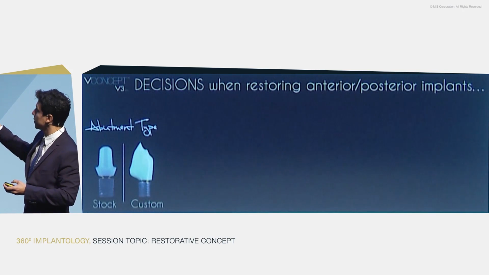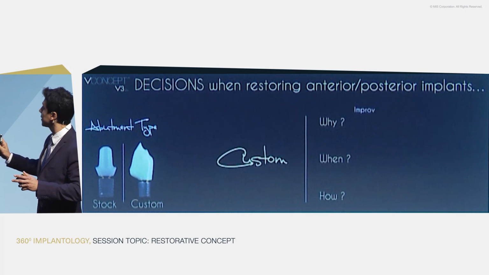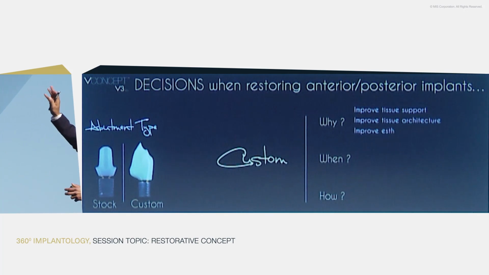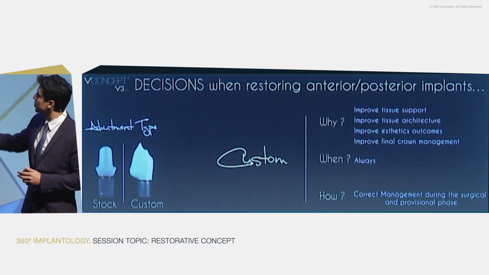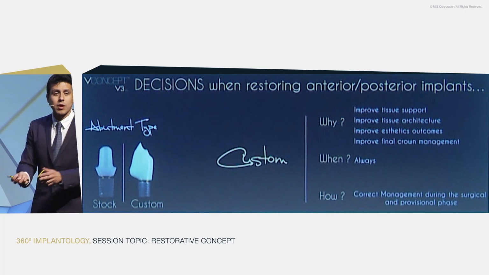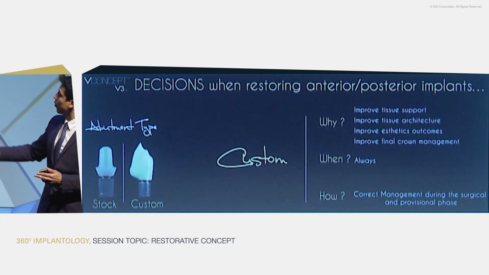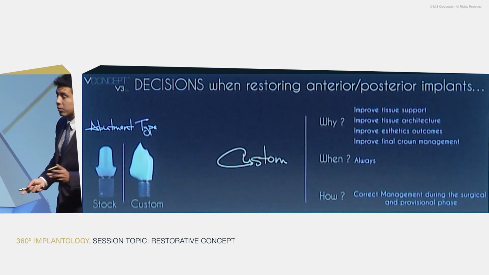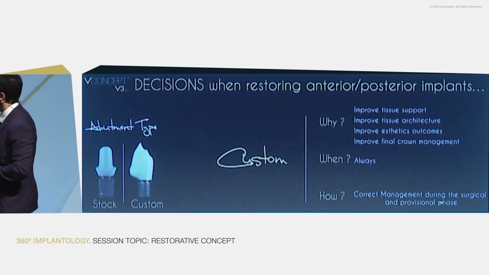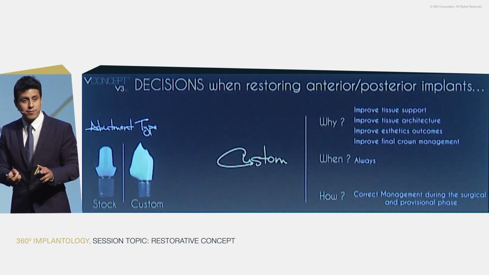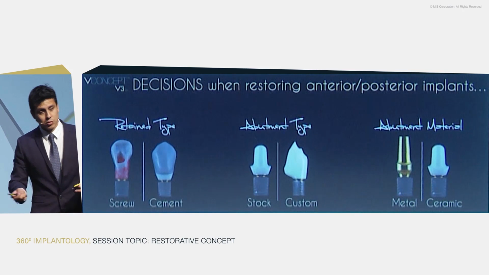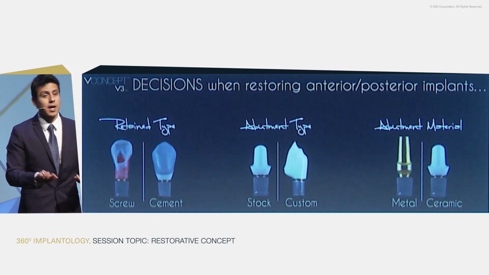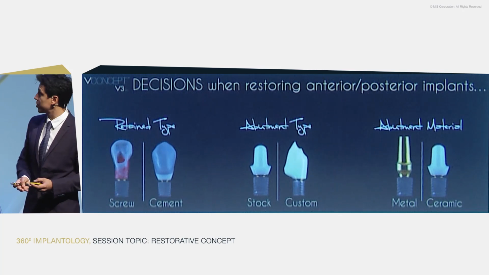We can improve tissue support and tissue architecture. We can have better esthetic outcomes. You can improve the final management of the crown for the technician's work in the lab. Managing the tissue during the provisional phase will be better when working with custom abutments. So our group prefers to use custom abutments for the final restorations.